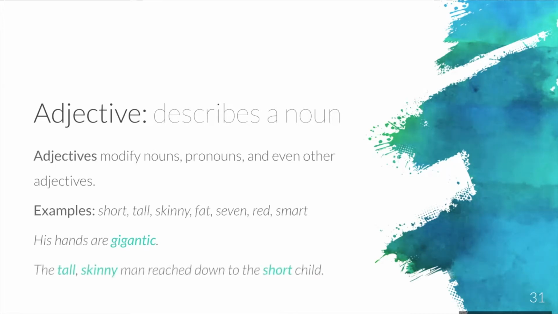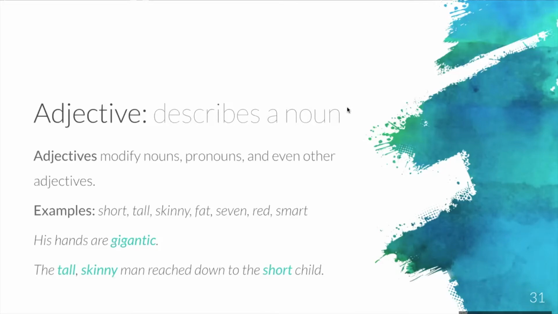And here is, the tall, skinny man reached down to the short child. So we kind of have two nouns here, one's man, one's child. And in this case, tall and skinny are describing the man, which is a noun. And similarly, short is describing child. So you kind of see that all of these adjectives are related to a noun, pronoun, or another adjective.